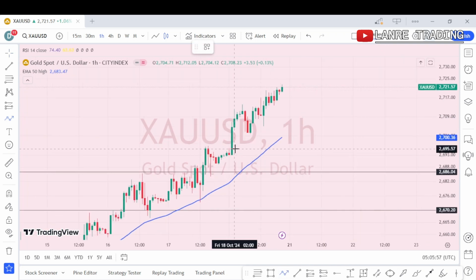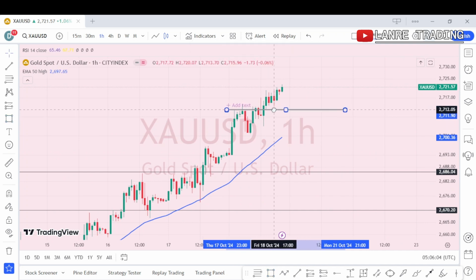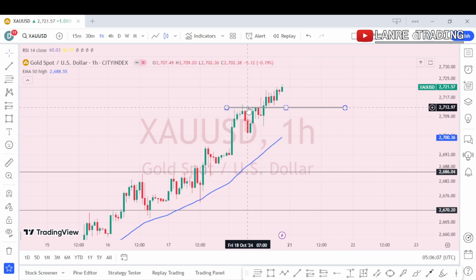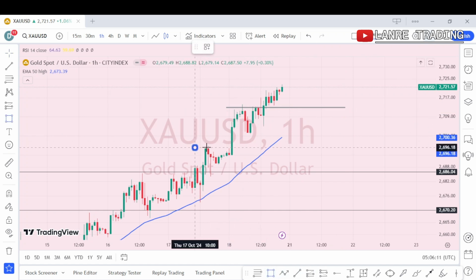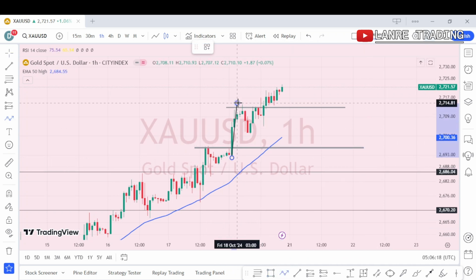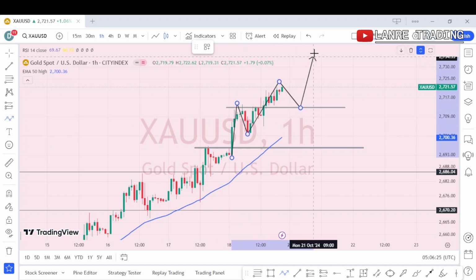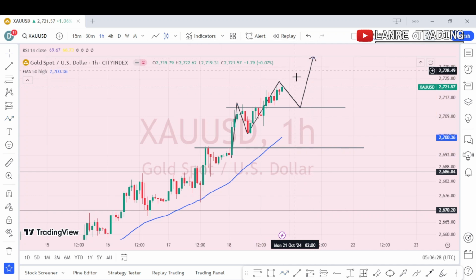Yeah, you see, this is the current higher low right about here. This is another higher low right about here. Higher high right about here. So higher high, higher low. So after this higher high, we are expecting another higher low to be created for us somewhere right about here, so we can go long.